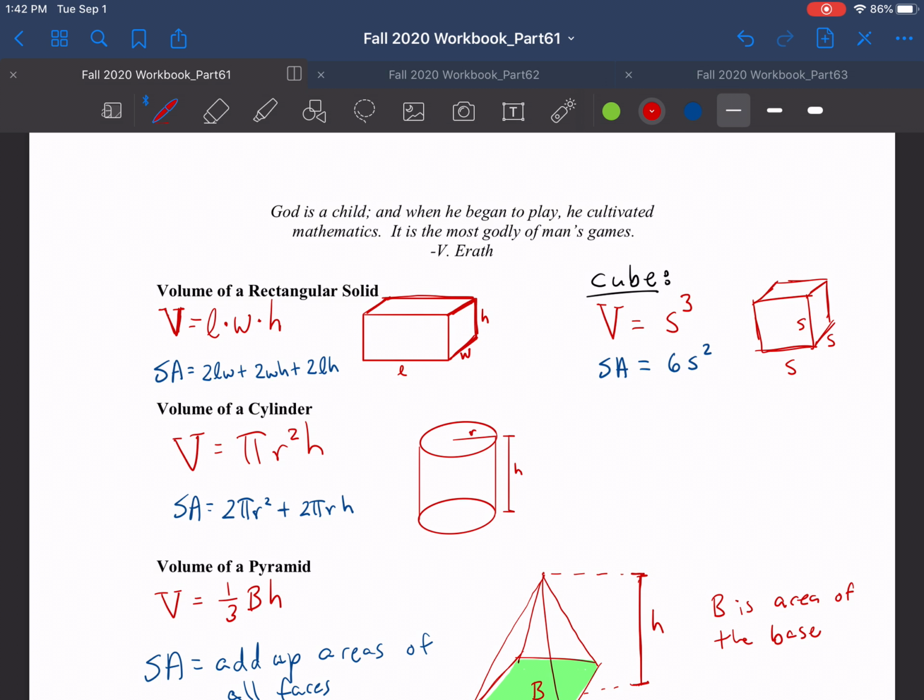So first off, we're talking about the volume of a rectangular solid. When you think about the volume of something, you basically want to think of how much it would take to fill it up. How much water would it take to fill it up? Something like that is what that's telling you.